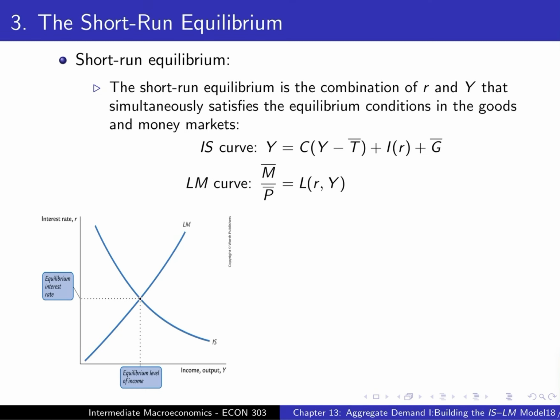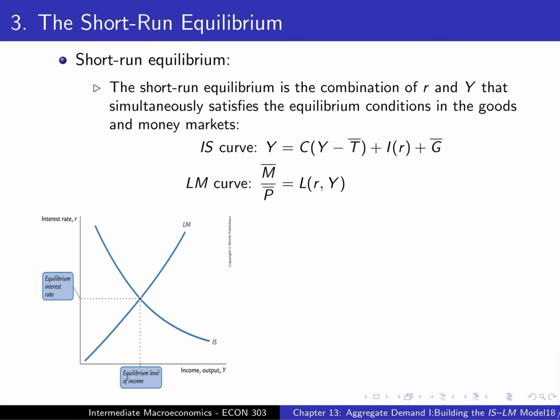This section introduces the short-run equilibrium in the IS-LM model. It shows how the economy reaches equilibrium when both the goods market and the money market are in balance. Short-run equilibrium occurs at the point where the IS and LM curves intersect. IS curve, goods market equilibrium, that is, Y equals consumption, a function of Y minus T bar, plus investment, a function of R, plus G bar. LM curve, money market equilibrium, that is, M bar over P bar equals liquidity, a function of R and Y.